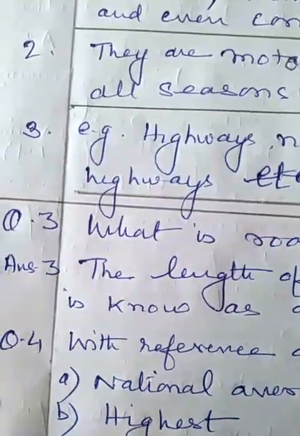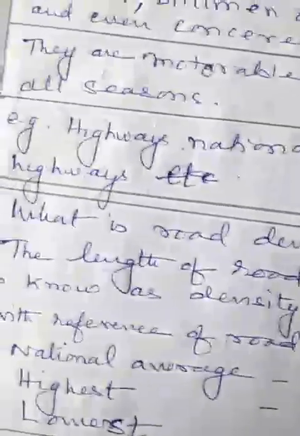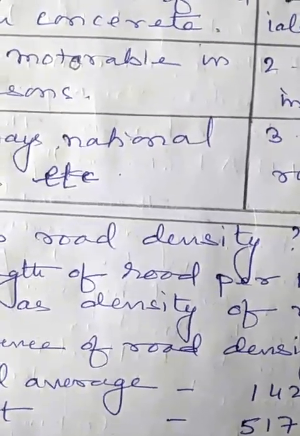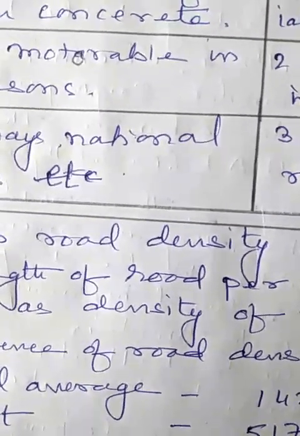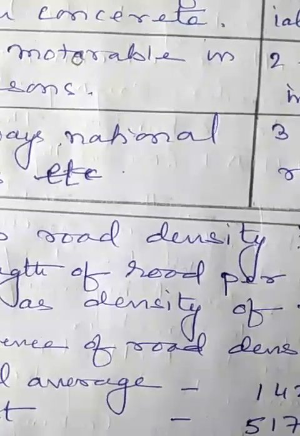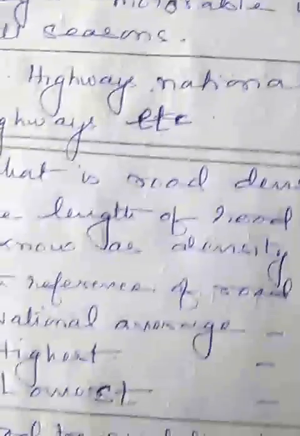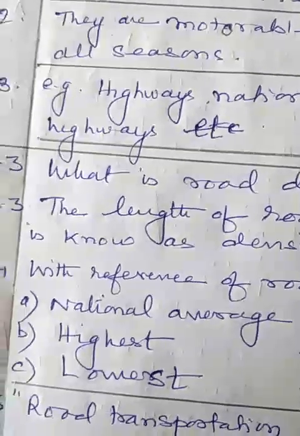Now next, what is road density? The total length of road per 100 square kilometer of an area is known as the density of roads. Whatever total length is there, 100 kilometer, 120 kilometer, that will be divided by the total 100 square kilometer area. So you will get the road density.